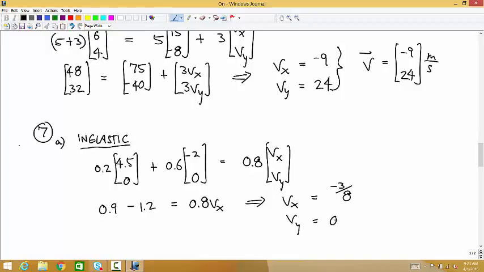And then Vy is equal to 0. So after the collision, you have this. And if you switch the signs, you'd get positive 3/8.